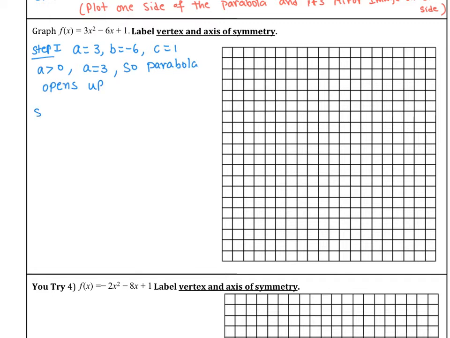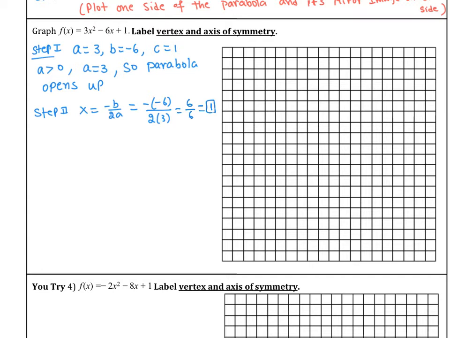Now we are going to find the vertex. Before that, we are going to find the axis of symmetry. So x equals negative b over 2a. So b is negative 6. So there are going to be two negatives on the top. That is going to be positive 6 on the top divided by 6 on the bottom. You're going to get axis of symmetry as 1.